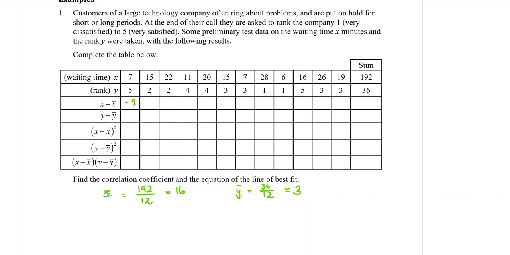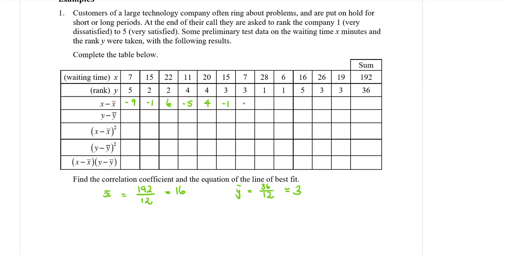Then we do 15 take away 16, which is -1. 22, each one you're taking off 16. 22 take away 16 is 6. 11 take away 16 is -5. 20 take away 16 is 4. 15 take away 16, -1.